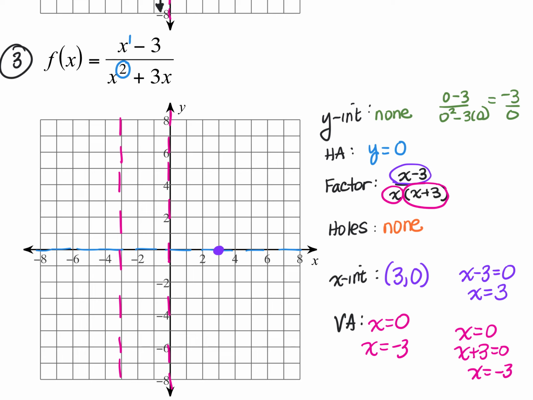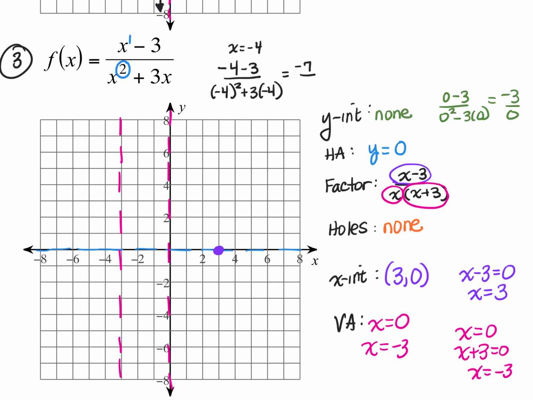So maybe I pick something all the way to the left of my graph. So maybe something to the left of my x equals negative 3 vertical asymptote. So what if I plug in x equals negative 4 into my original function? Let's see what we get. So we're going to get negative 4 minus 3 over negative 4 squared plus 3 times negative 4. That's a lot going on there. Let's see what we end up with.